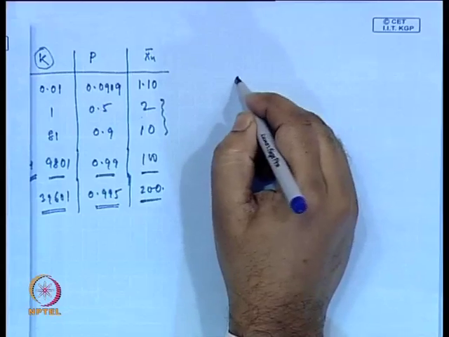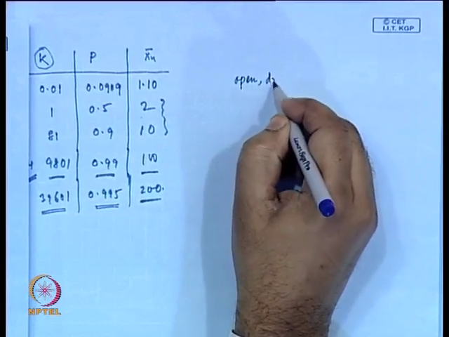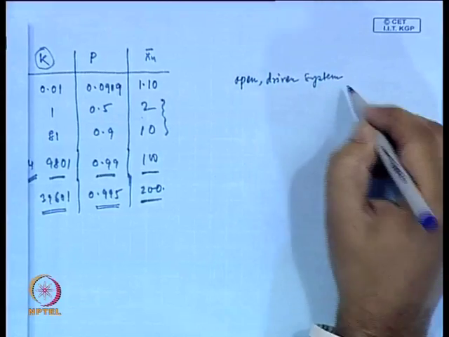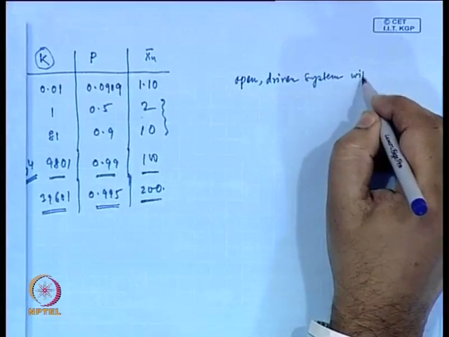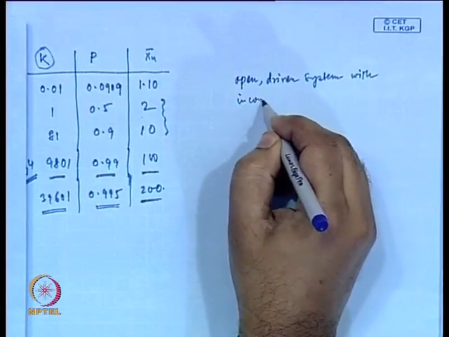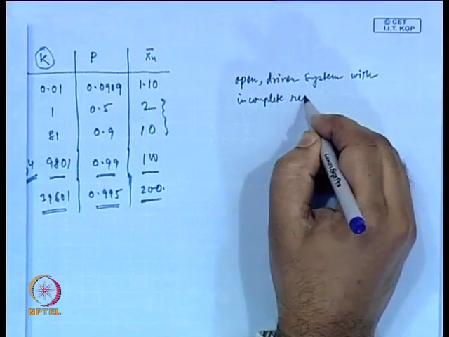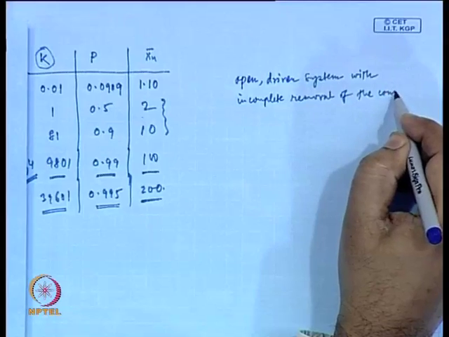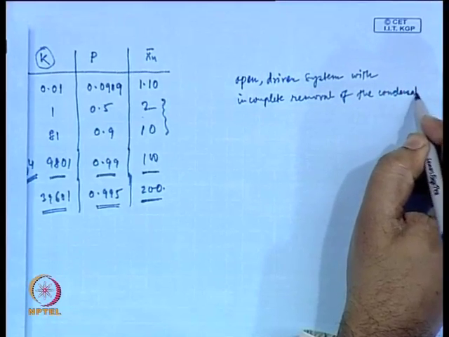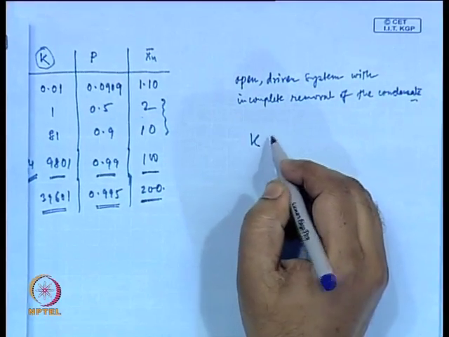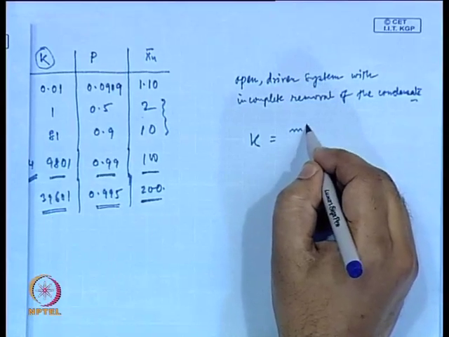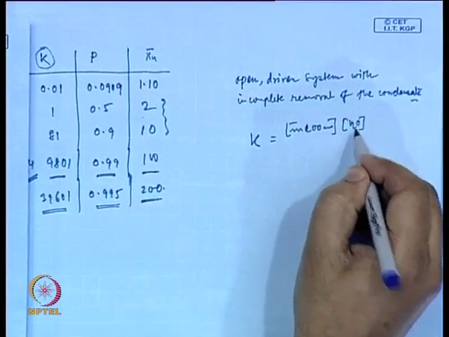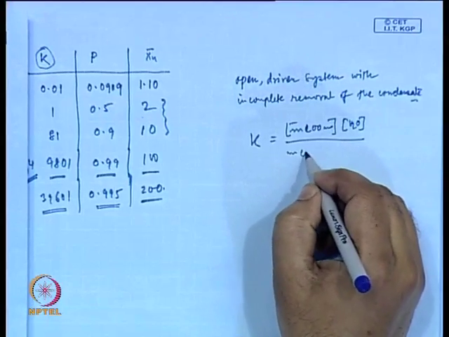So, for an open, driven system with incomplete removal of the condensate, K is again the concentration of CO, H2O, COH.